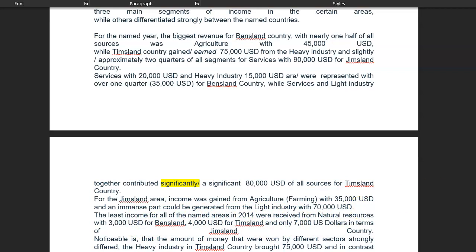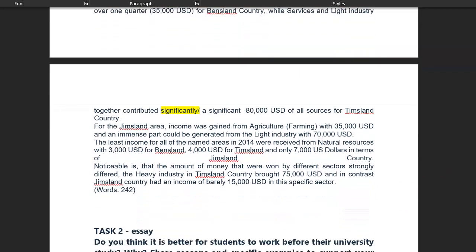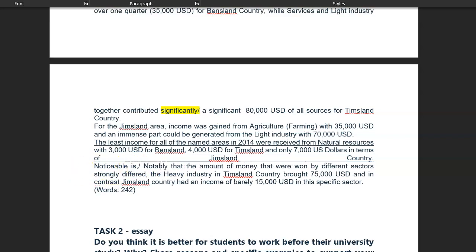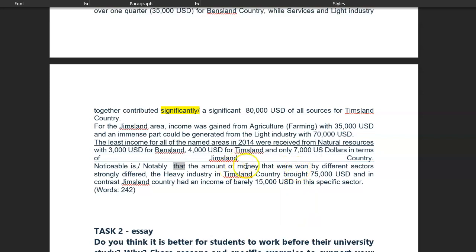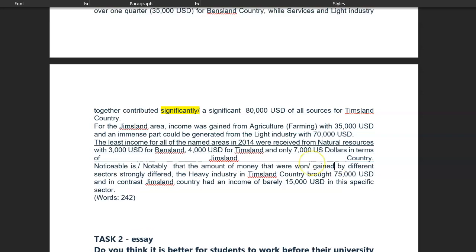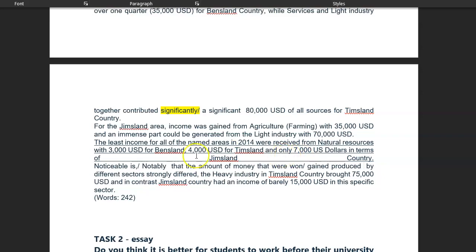That's fantastic. We want as much grouping as we possibly can. So you're doing that really, really nicely, especially there. This is a very good sentence here because you've grouped all of them together. So that's what you want to be doing as much as you can. That's really nice. Noticeable. It is noticeable that or notably, the amount. So notably, then that would go the amount of money that was. The amount of money is singular that was gained. You could have there, or produced even from different sectors.